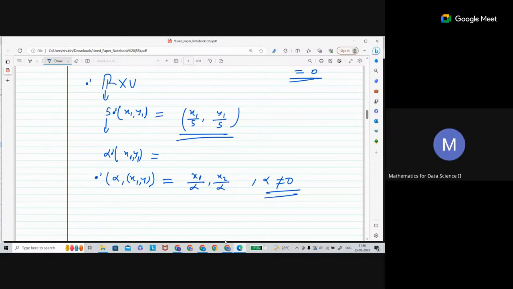I'm defining an operation, and it should go in V. Oh, sorry, here it is y1. It's a typo. So this is the operation here. And if alpha is equal to zero, I'm defining it like this: suppose alpha is equal to zero, then the result is (0, 0).